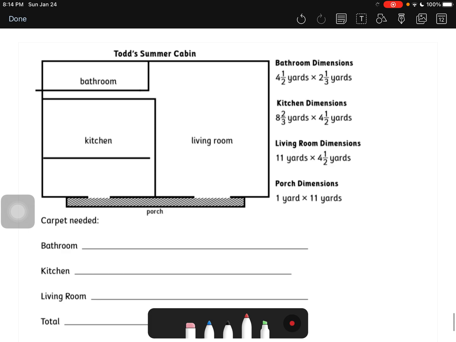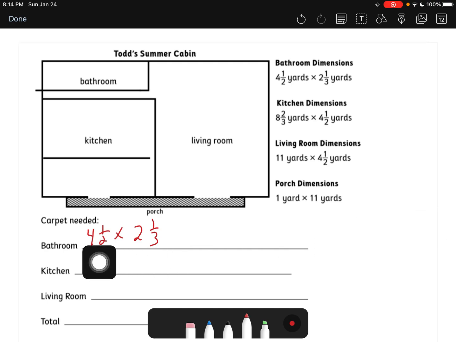Okay, a little bit of a word problem here. To calculate area or square footage, you just have to multiply the dimensions that are given here. Okay, so for the bathroom, since it's 4.5 yards by 2 1/3 yards, we need to multiply those to figure out how much carpet is needed. Okay, so it's going to be 4 1/2 times, oops, it was 2 1/3.